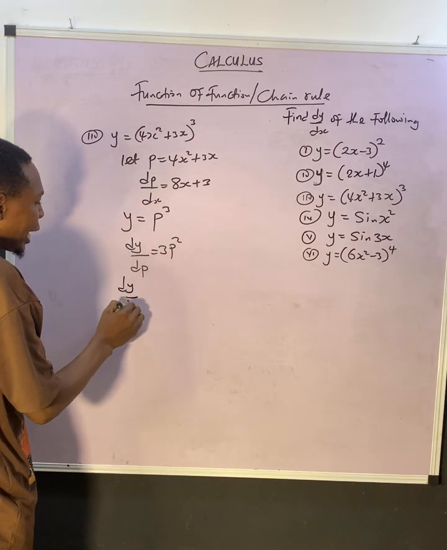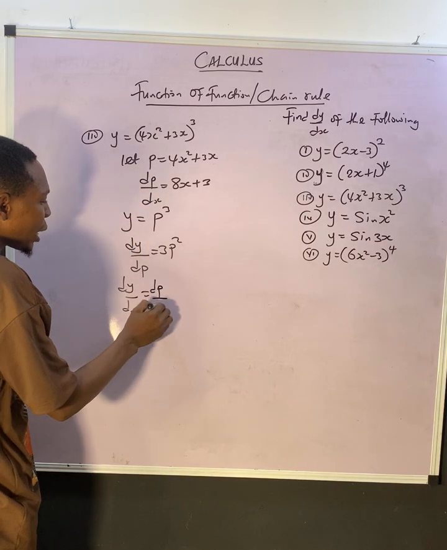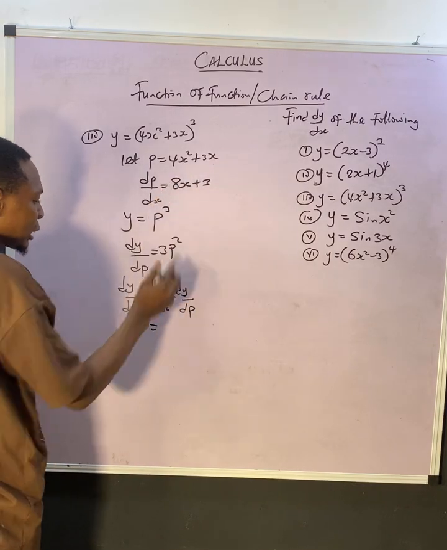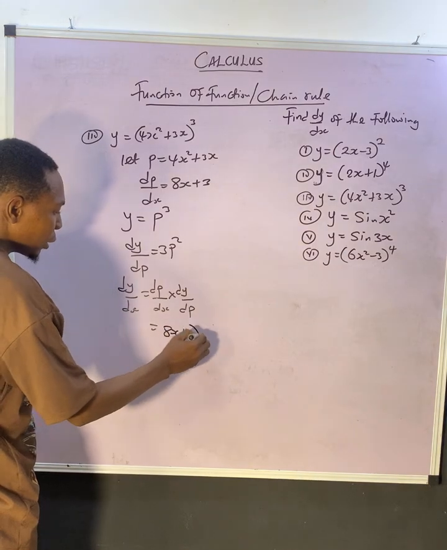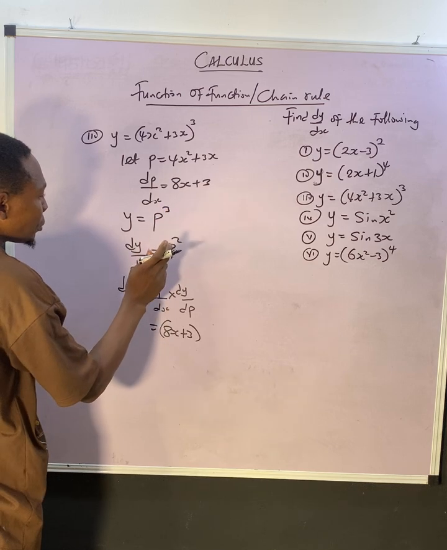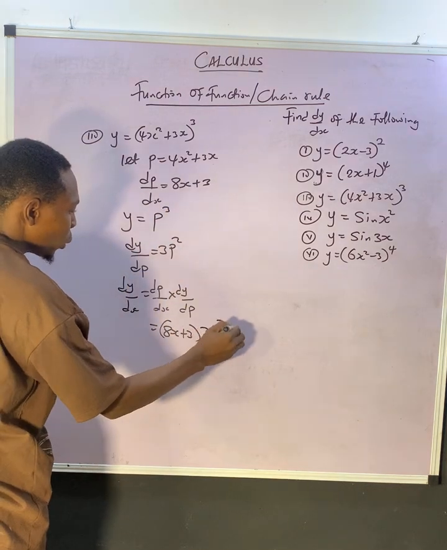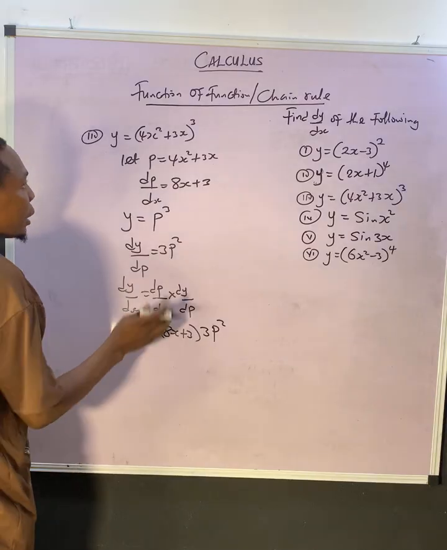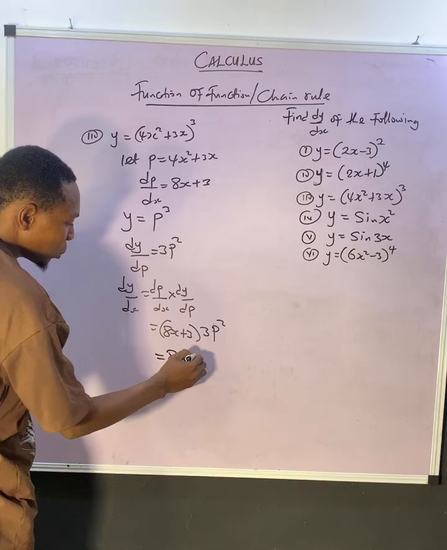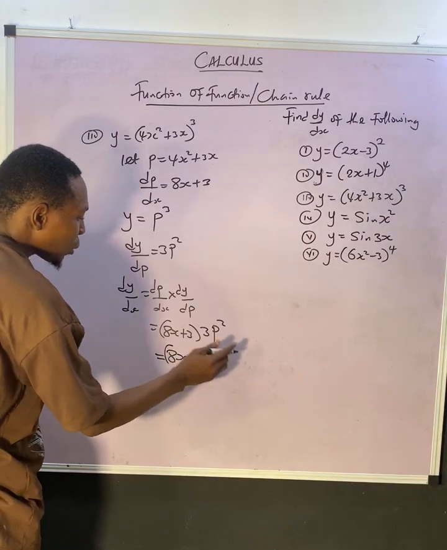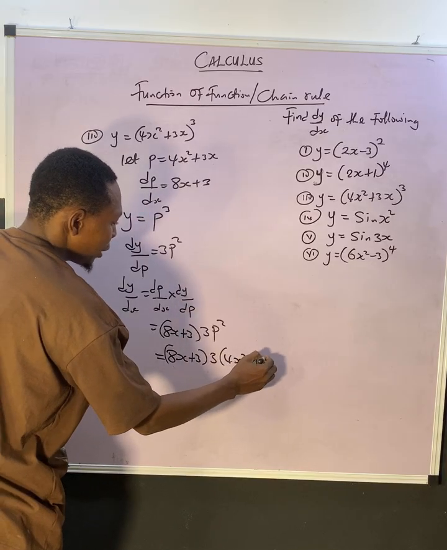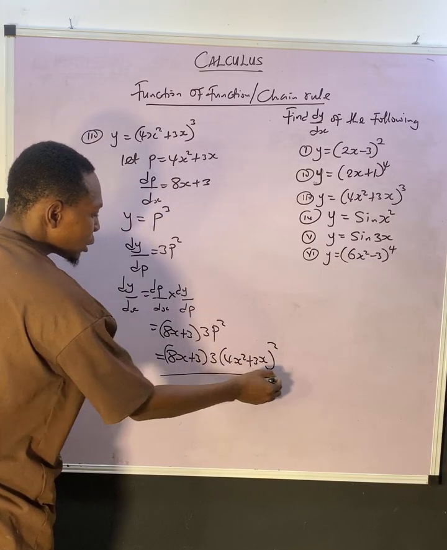So to get dy/dx, you multiply these two together. So our dy/dx is written as dp/dx times dy/dp. So dp/dx is written as 8x plus 3. Then dy/dp is written as what? 3p squared. And we know what our p is. Our p is written as everything here. So you can leave our answer as (8x plus 3) times 3, then our p is written as (4x squared plus 3x) raised to power 2. So that's the final answer.